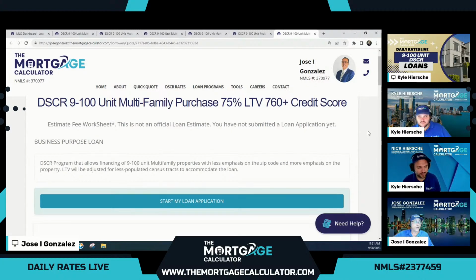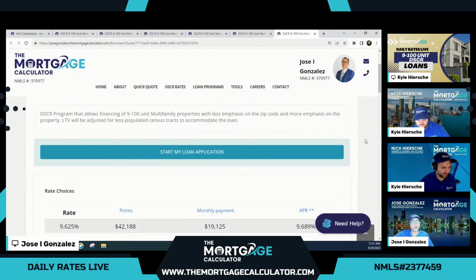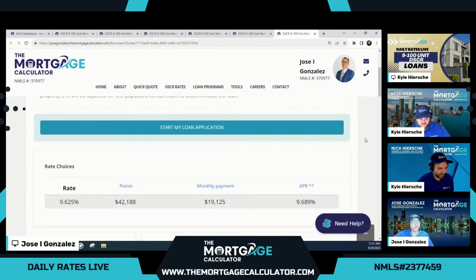So let's go with our examples, and our max loan to value here is 75%. So our first example here, we're looking at an interest rate of 9.625 and roughly just under 2 points for the cost. Now, keep in mind, this is not the only rate that is available. I just basically picked a rate more or less in the middle of the rate sheet.